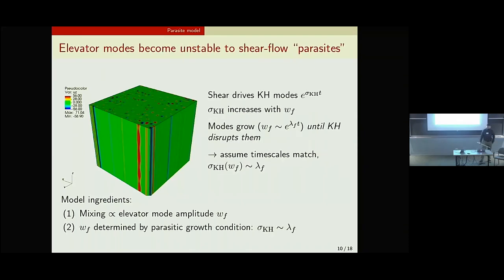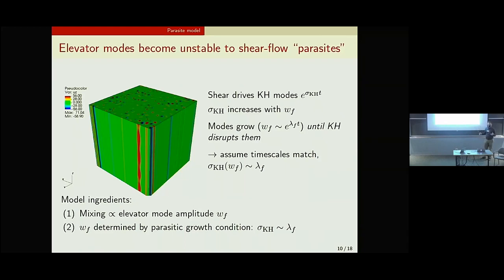The second ingredient comes from the next step in these simulations. So these elevator modes are shear flows. You have this upward moving flow here and not here, that's the shear layer. That shear flow is growing exponentially in time, right? That e to the lambda t. As it grows, it's going to eventually drive a KH instability.